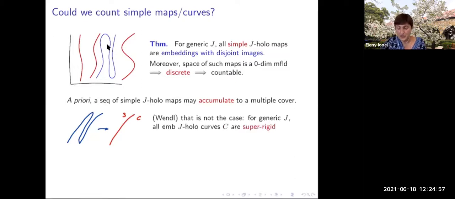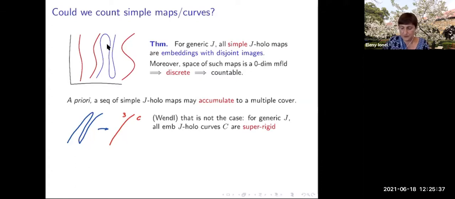What's known is that for generic J, all the embedded J-holomorphic curves are in fact what's called super rigid. I didn't define here what super rigid means, but it just means that if you look at their multiple covers, they are isolated to first order. In other words, you cannot push multiple covers off the curve to first order. In particular, if you look at the space of multiple covers of one of such curves, that's both an open and closed subset of the moduli space. And so it has a well-defined contribution, and this contribution is given by the Euler class of the obstruction bundle. The obstruction bundle is the co-kernel.